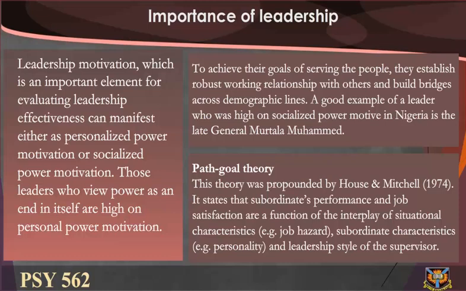Path Goal Theory. This theory was propounded by House and Mitchell in 1974. It states that subordinate performance and job satisfaction are a function of the interplay of situational characteristics, for example job hazard, subordinate characteristics, for example personality, and leadership style of the supervisor.